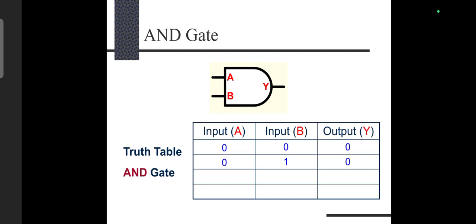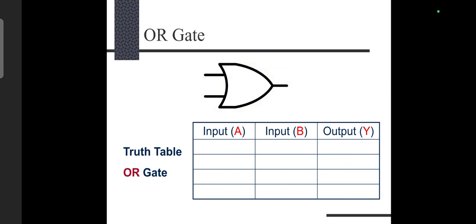Now we will look at the other combinations with respect to the animations. 0, 1, the output is 0. 1, 0, the output is 0. Now 1, 1, when 1, 1 is applied, the output is 1. So this is about the AND gate.